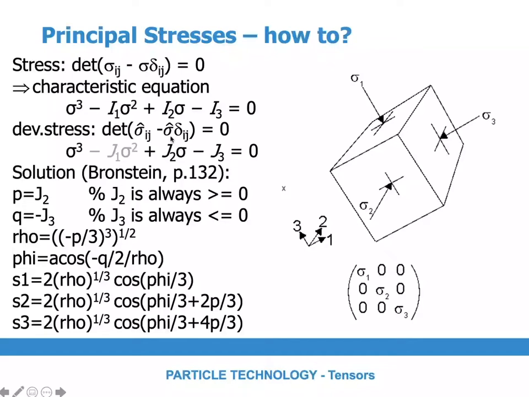Now, if you go to the deviatoric stress, then actually you will see that the characteristic equation is becoming simpler because J1, the first invariant of the deviatoric stress, is by definition 0. So this term disappears, and you only have the second and the third invariant.